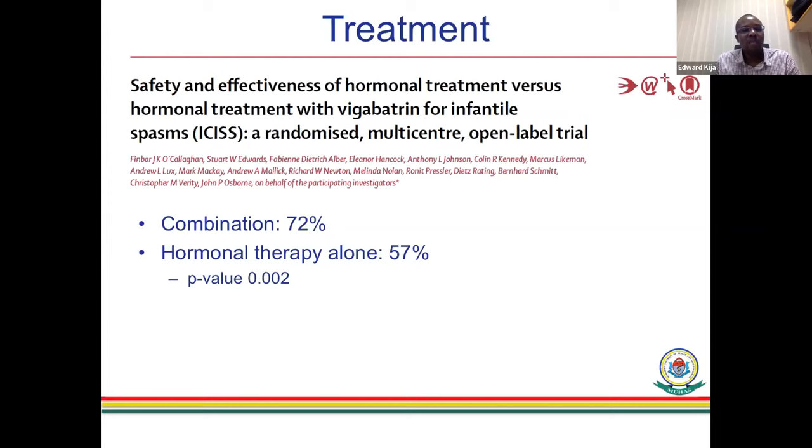There are challenges in terms of the availability of vigabatrin, particularly in resource-limited settings, due to limitations of cost. But the evidence is quite clear that the combination of vigabatrin and prednisolone is more effective compared to prednisolone alone.